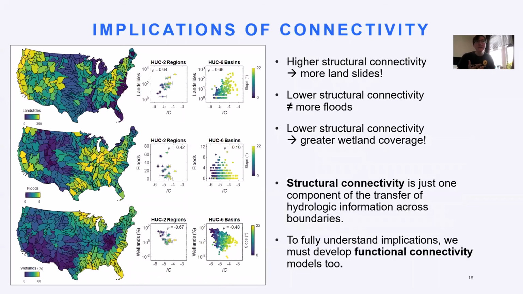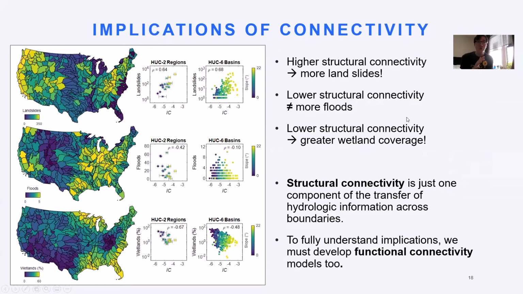Well, I investigated some hydrologic extremes as well as the distribution of wetlands. And what I found is that the higher the structural connectivity, the greater propensity, I should say, for landslides. So the greater the structural connectivity of hill slopes, the more landslides occur within a basin. And that's what we see here in this strong relationship, both at the region and basin scale.